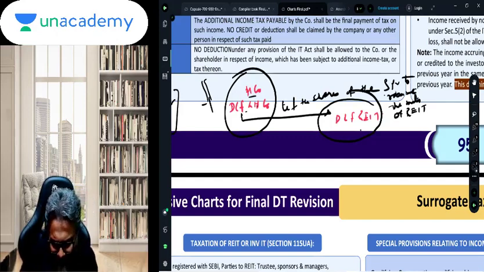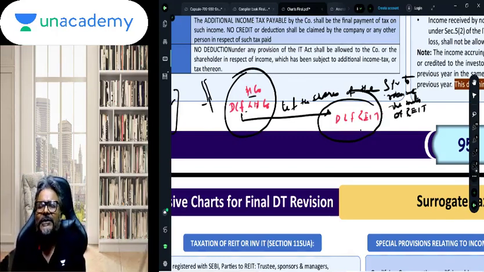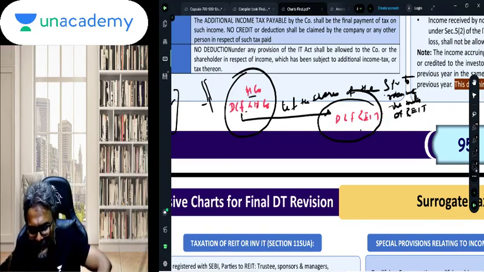Now, students, there is one very peculiar and important point, which I was telling you some time back in the non-resident taxation when we were doing MAT. At that time, I told you about this concept. I am repeating this point again. Dividend, we all know, is not going to be taxable in the hands of the REIT, but shall be taxable in the hands of the unit holder, students.